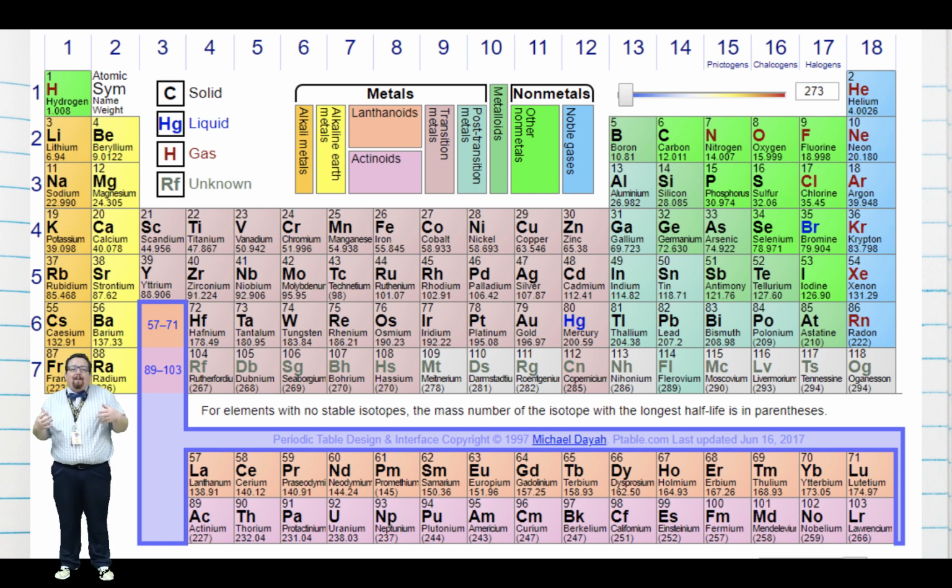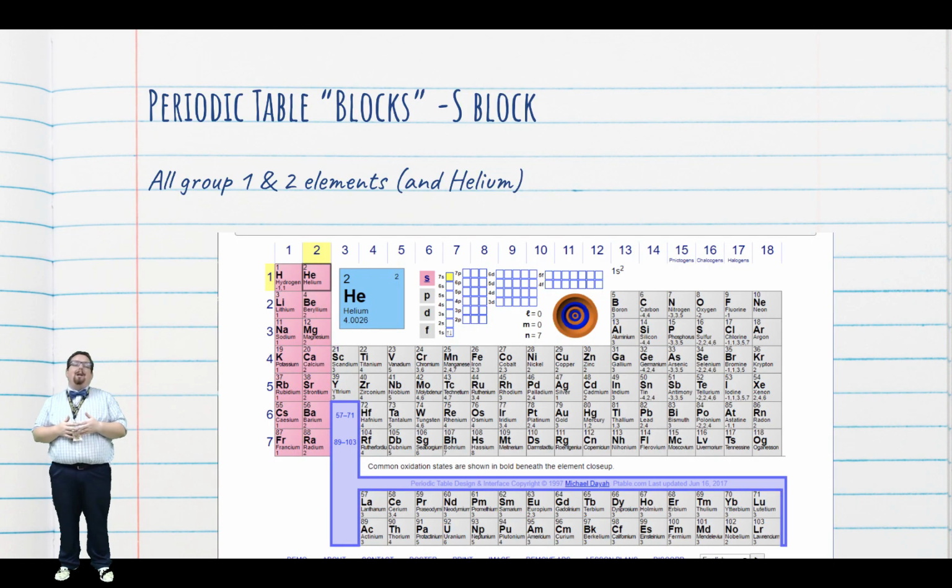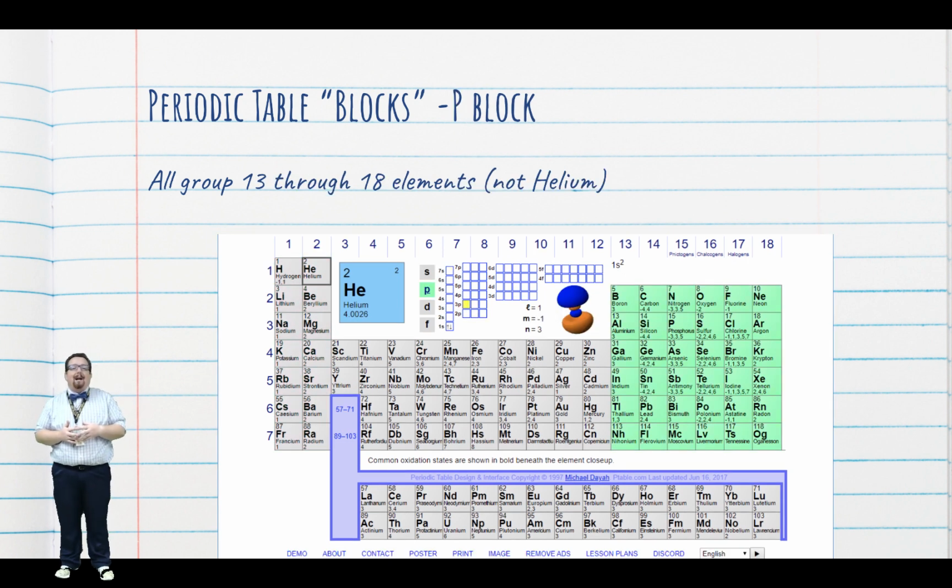The periodic table is actually way more organized than you might think. It's not just based on properties and the atomic number being put in order from 1 to 118. They're actually split into blocks based on the s, p, d, and f suborbitals. You can even use the periodic table to figure out the electron configuration of an element. The s block covers all of the group 1 and 2 elements and helium. The p block covers all of the group 13 through 18 elements, not helium.